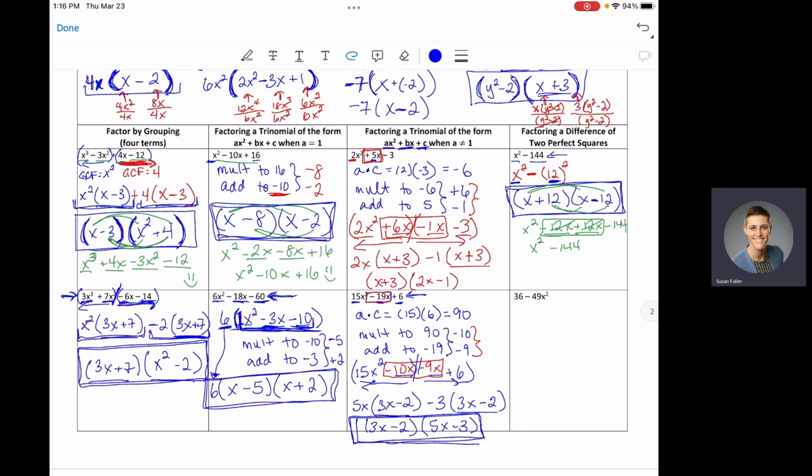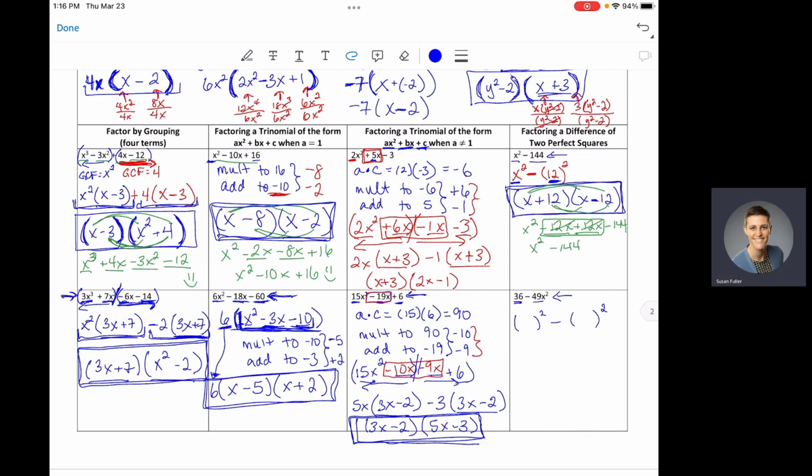We are going to first see if a common factor comes out of everything. 36 and 49. Nope, nothing divides both of those things. So we don't have a common factor here. So now we just have to see, we've got two terms. Is this a difference of squares? Do I have something squared minus something else squared?